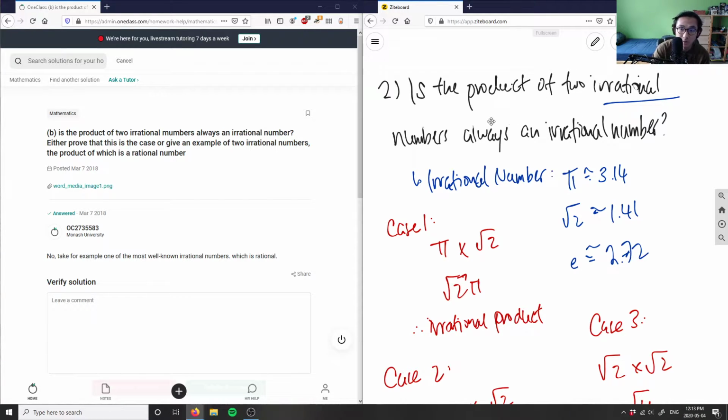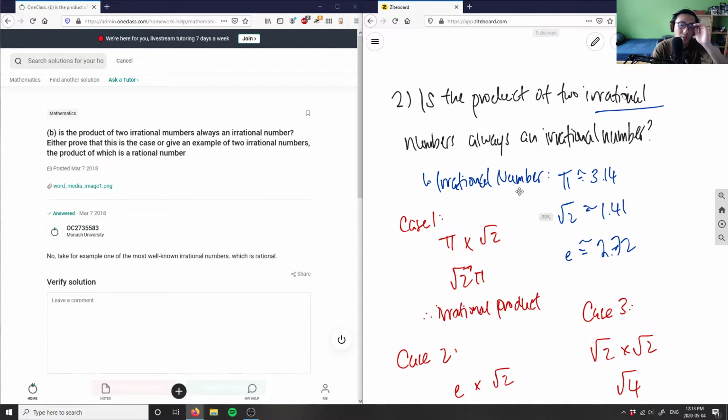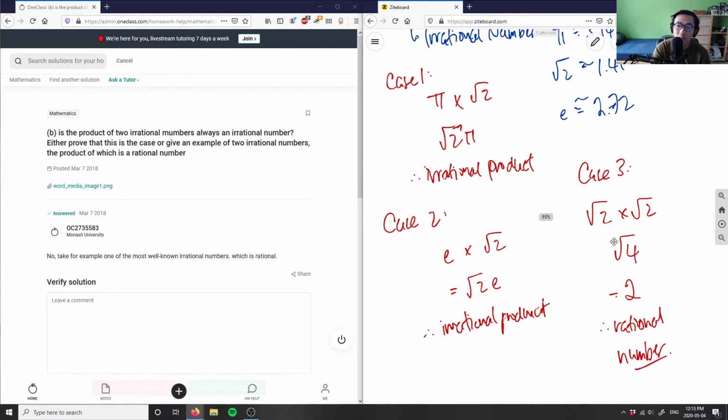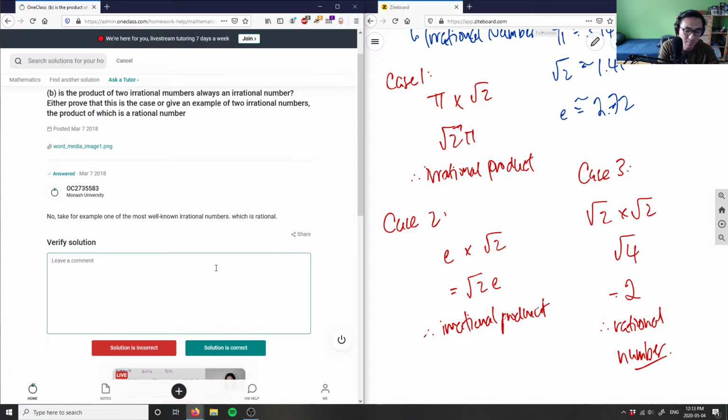So is the product of two irrational numbers always an irrational number? The answer here is no. And we prove this using case 3 here, because root 2 times root 2, both are irrational numbers, but when put together, they give me a rational number. So in this case, I'm going to say the solution is correct. However, it's vague because they didn't really give me an example here.